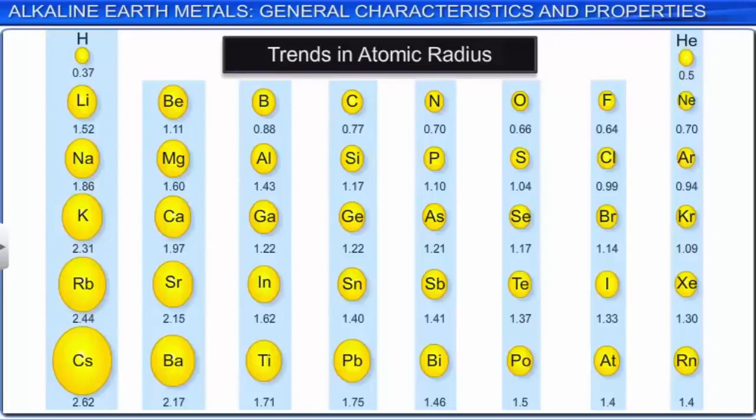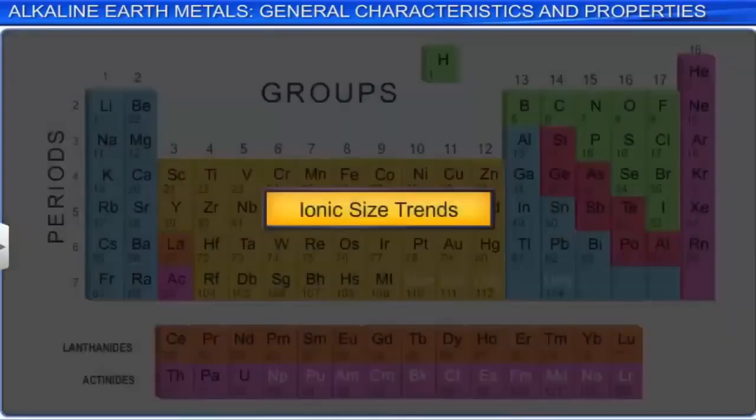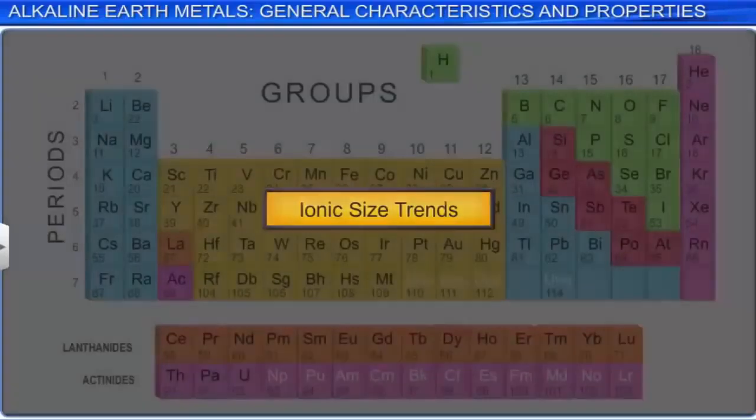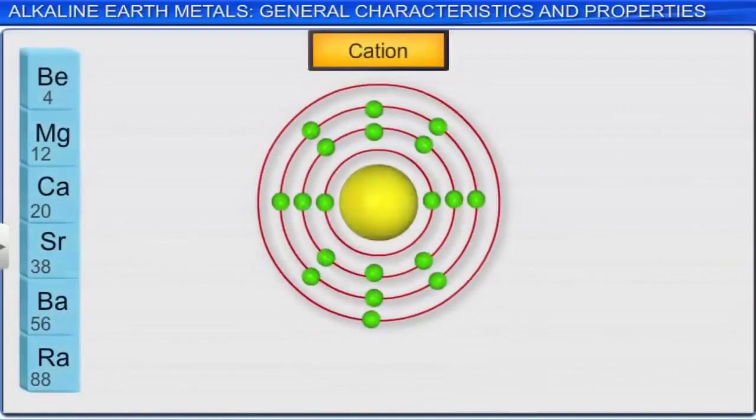Let's consider the ionic size trends. Cations are smaller than their parent atoms due to increased nuclear charge. As mentioned earlier, the group 2 metals typically form ions with a +2 charge. As shown in the graphic, the group 2 cations that form are significantly smaller than the neutral metal atoms.